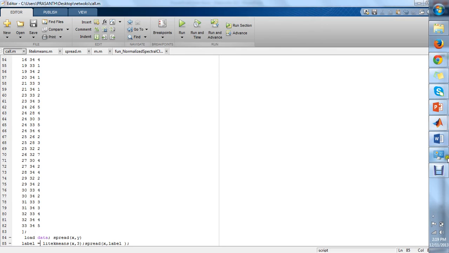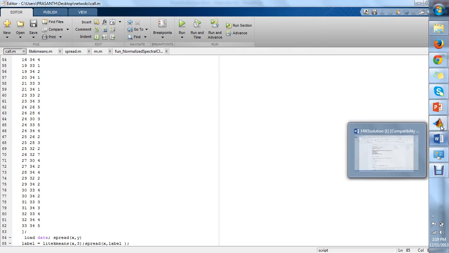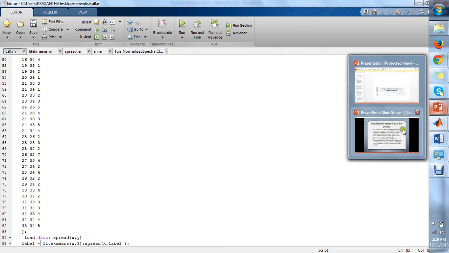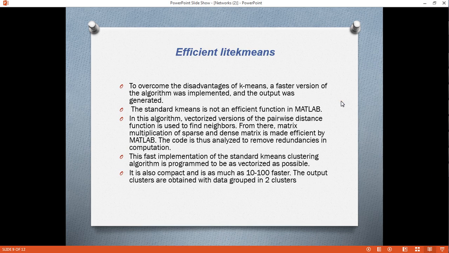If we go back to light k-means, we will find that the code here is as vectorized as possible, and the inefficient k-means function is removed of its redundancies, and it's also 10 times faster, and the output obtained is grouped into two clusters here as well.